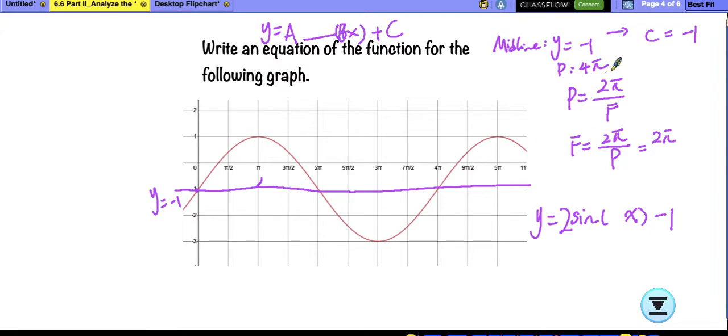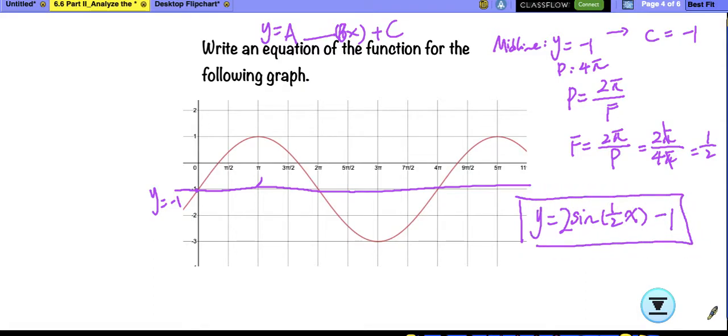But you cannot just put a 4 pi here. It's not going to work. The relation has to follow 2 pi over the period, 4 pi. So we can cancel the pi, and 2 over 4 can be simplified as 1 over 2. So that means frequency is 1 over 2. That's the number we are going to put in front of this. So that's it. That's our equation for this function.